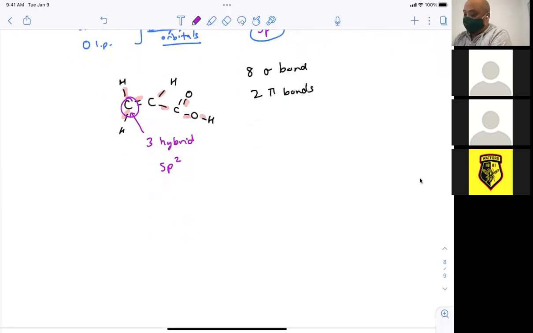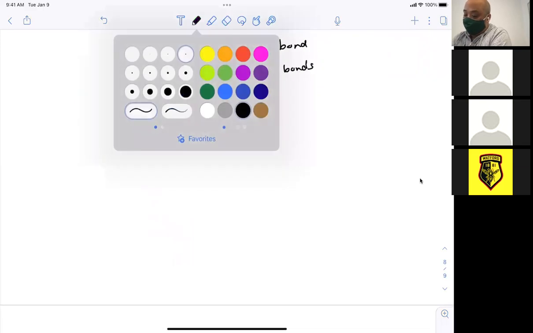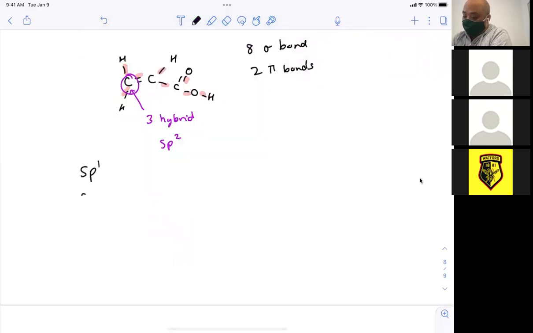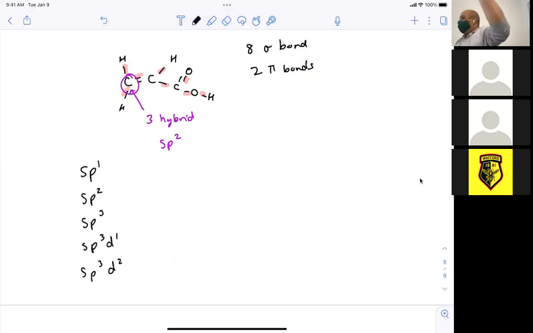And what you'll notice is this, last thing on this before we move to formal charge. You have sp1, sp2, sp3, sp3d1, sp3d2. Now, when does d happen? When you have an expanded octet, because you need more than 4 bonding regions.